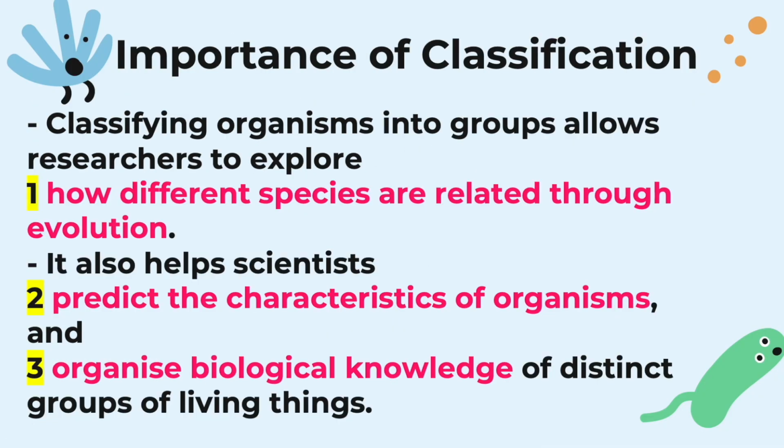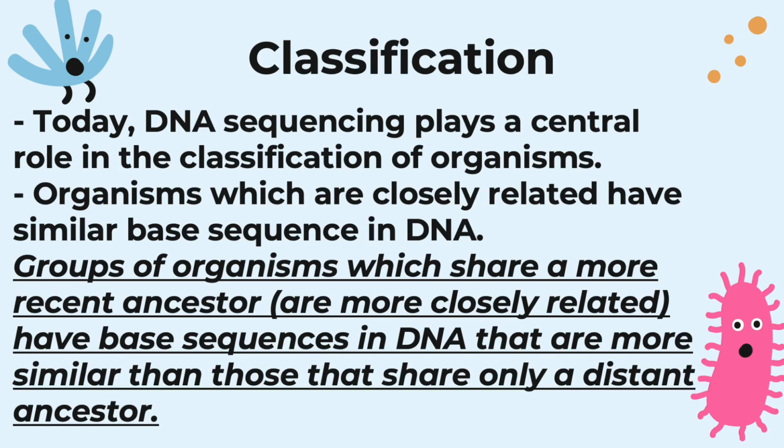So why does classification matter? It allows researchers to understand the evolutionary connections between different species. It also enables researchers to anticipate the traits organisms may possess and systematically arrange biological information into clearly defined groups. And today, DNA sequencing plays a huge role.